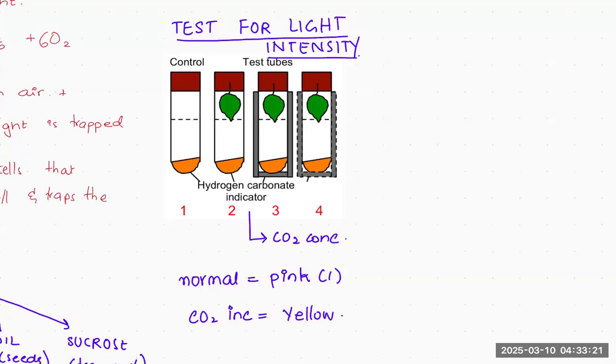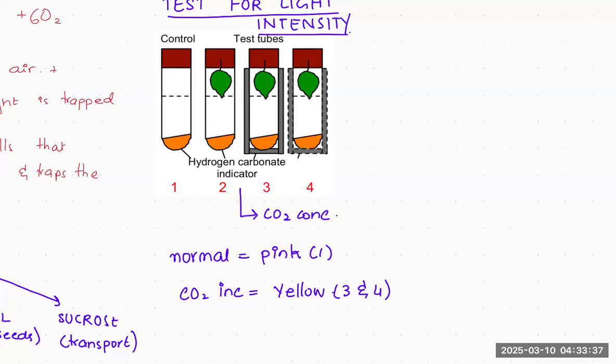Why? Because the plant is not performing photosynthesis, right? It is nighttime, it is completely dark, or it's dim light. So actually in 3, not in 4, we will observe that it will turn yellow. Why? Because it is producing carbon dioxide, because the plant is doing respiration. In darkness, the plant always does respiration. Since it's doing respiration, the amount of carbon dioxide will increase and the indicator will go from pink to yellow. In test tube number 4, we will see again pink color.